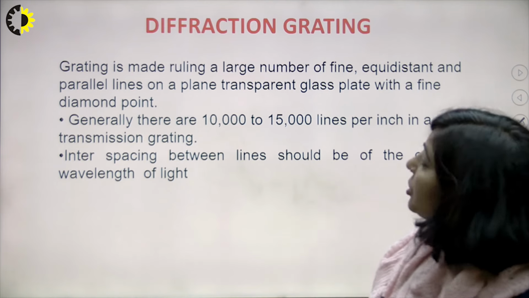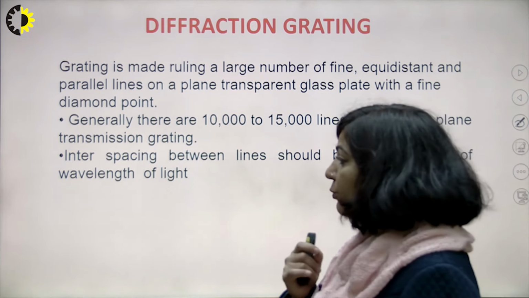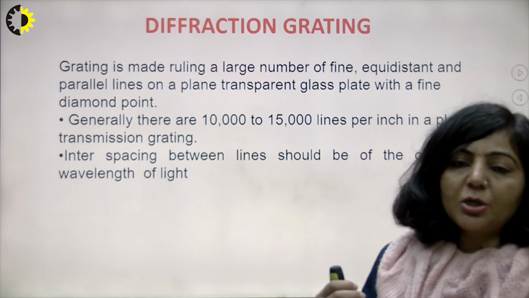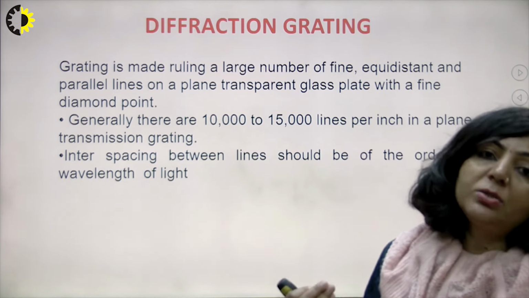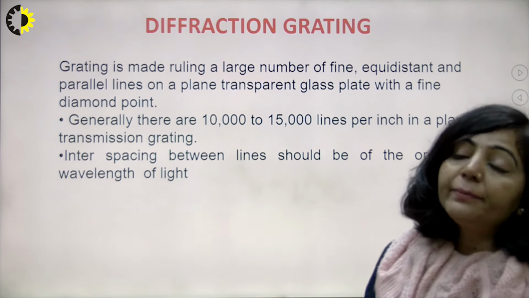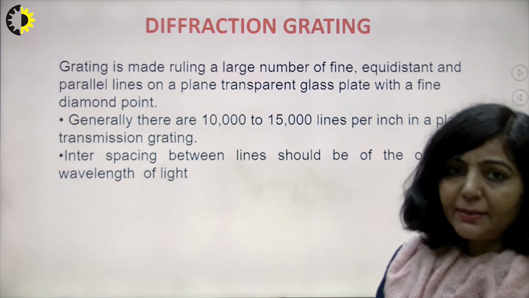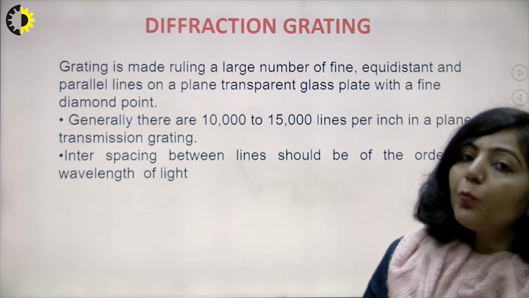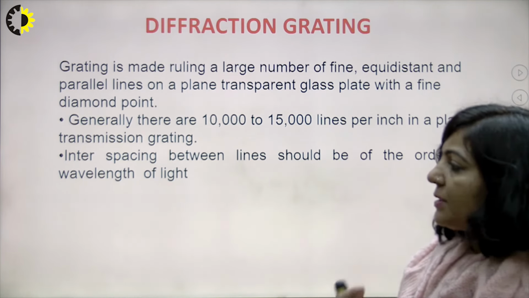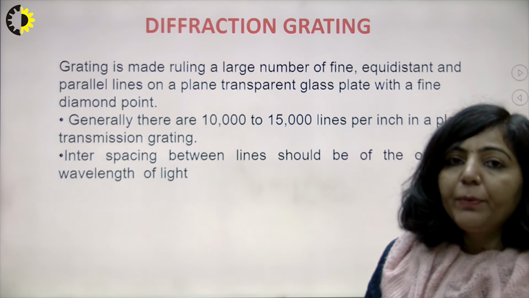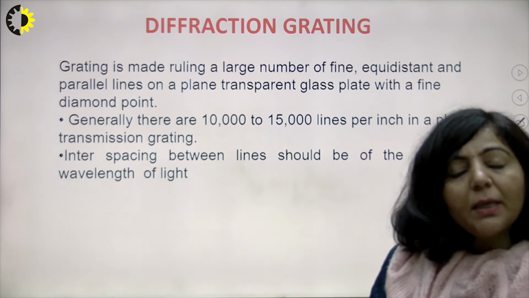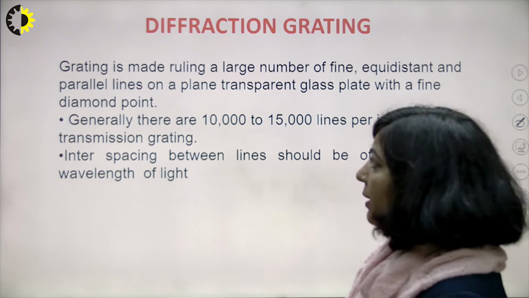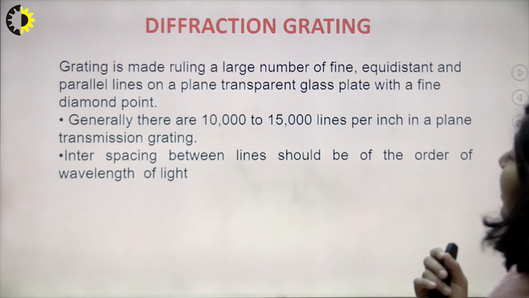Now this diffraction grating, basically this diffraction grating, that is an example of N slits diffraction, that is a combination of N slits, means now we are having n number of slits and n is very large, and all these slits are of equal width, and the spacing between successive slits is also the same. So you have n number of slits, each slit is of equal width, and the spacing between the slits is also the same. And exactly what is a grating?